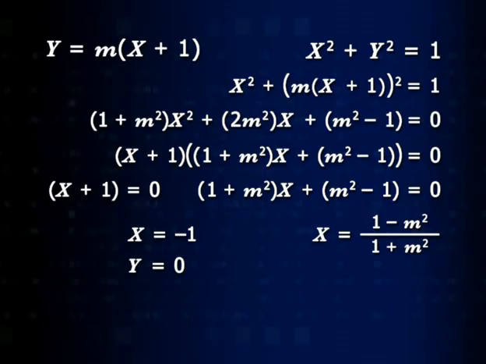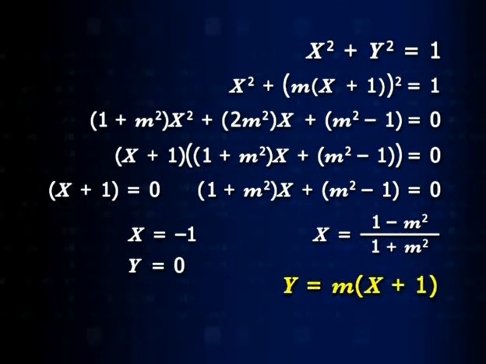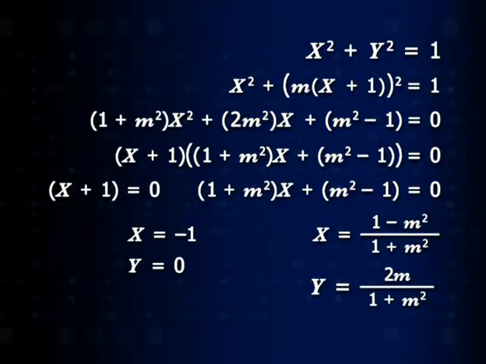Now, to find the corresponding y value for this x value, we insert the x value we just found back into the equation for the line, y equals m times x plus 1. And in this case, if we simplify, we would discover that y equals 2 times m, all divided by 1 plus m squared. Okay, great. Well, we survived most of the algebra. Fun. So, given any slope m, we found the 2 points of intersection of the line and the circle.